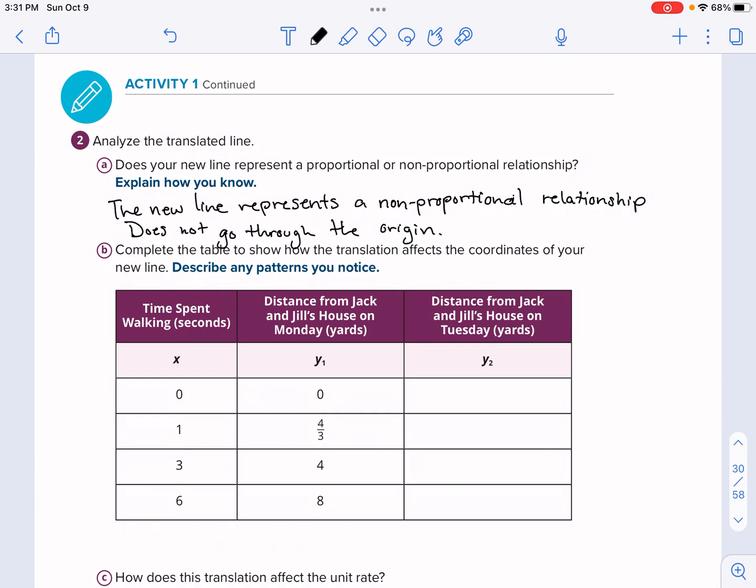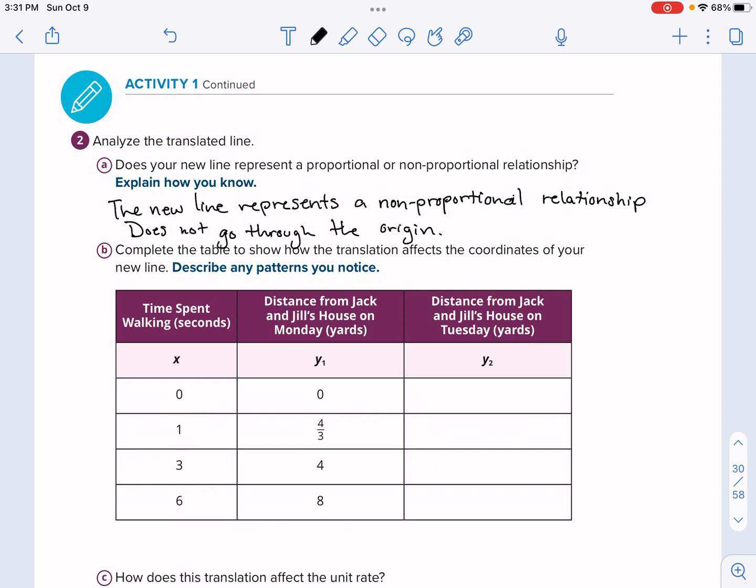Okay. Right, so proportional meaning, right, you can multiply one number on our x value to get a number on our y value. So that is multiplying. This, you can't multiply one value to get to the x value. There's something else that's happening here. We're going to explore that on the table. So B, complete the table to show how the translation affects the coordinates of the new line. We're going to graph it here, but we're also going to fill out the table and then look at the graph to confirm.